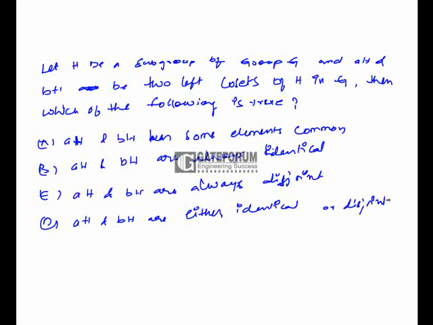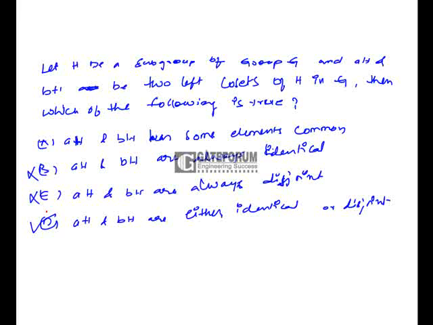Let H be a subgroup of group G, and AH and BH are two left cosets of H in G, then which of the following is true? Option A, AH and BH have some elements in common. Option B, AH and BH are always identical. This is a false statement. Option C, AH and BH are always disjoint, and even this is also false. And option D, AH and BH are either identical or disjoint. Here this option D is true.